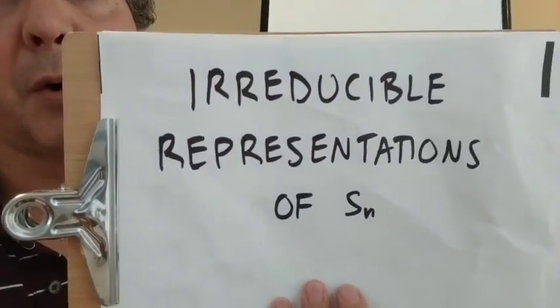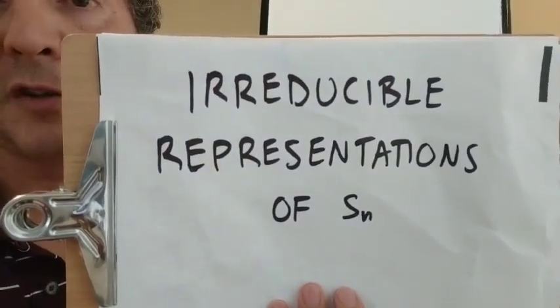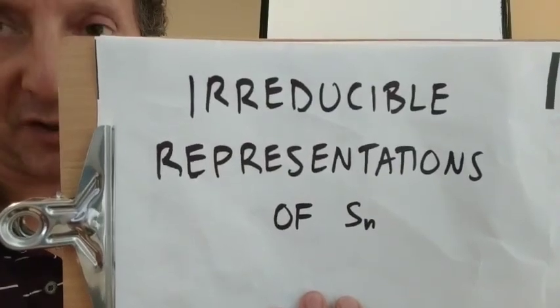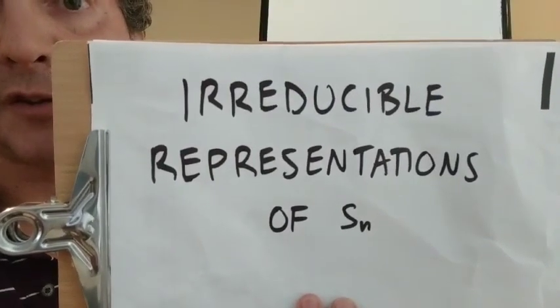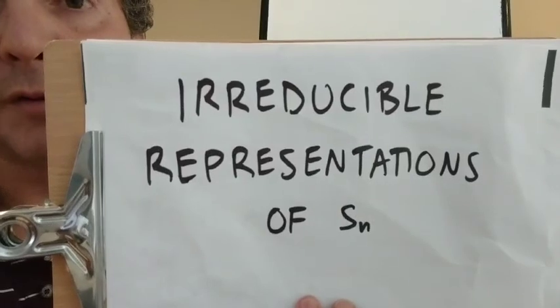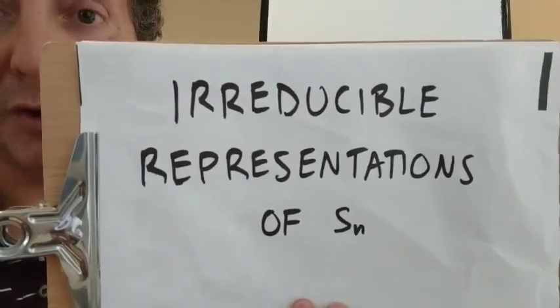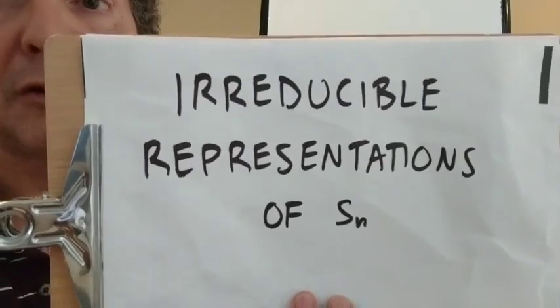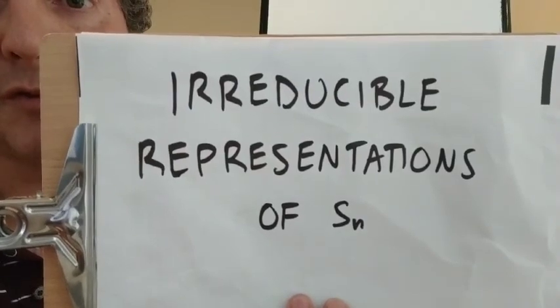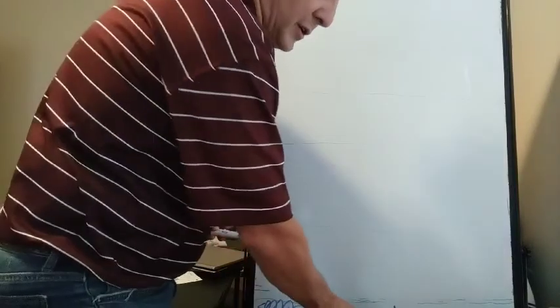As we said, the most important representations of a group are the irreducible representations, because all representations are equivalent to direct sums of the irreducible representations. So let's look at how to construct irreducible representations of the symmetric group. This is usually done using Young tableau.